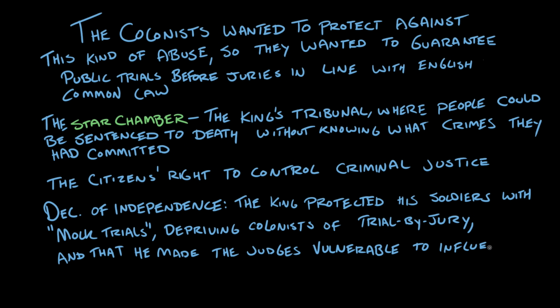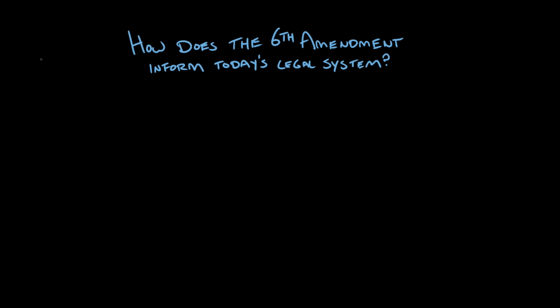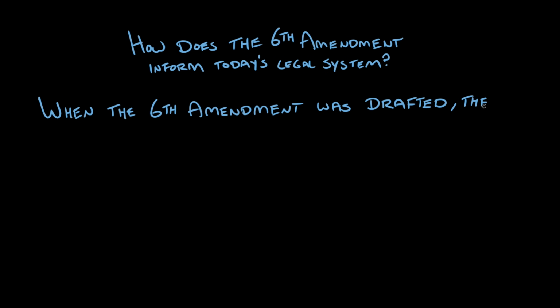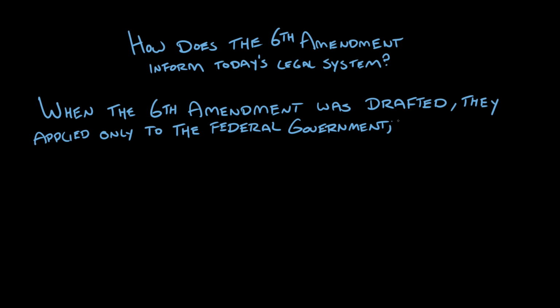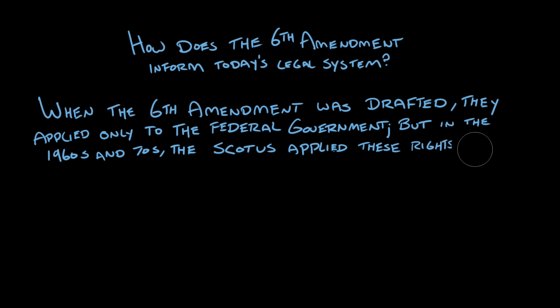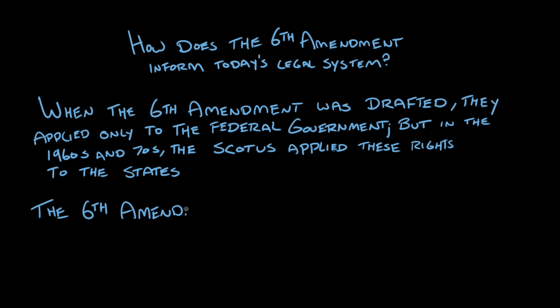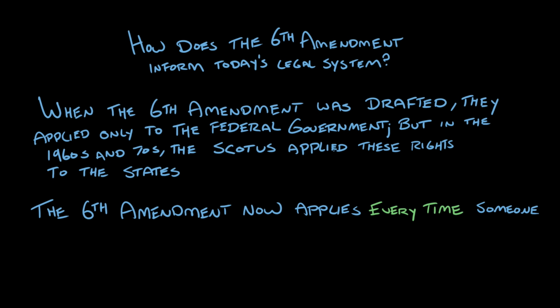So how does the Sixth Amendment inform how the U.S. legal system works today? Well, the first important thing to understand is that when the Sixth Amendment was drafted, just like all the other first 10 amendments, they applied primarily only to the federal government, not to state governments. But in the 60s and 70s, the Supreme Court applied all of these rights one by one to the states. So now, because the rights apply to both the federal government and to state governments, the Sixth Amendment applies every single time somebody is charged with a crime.